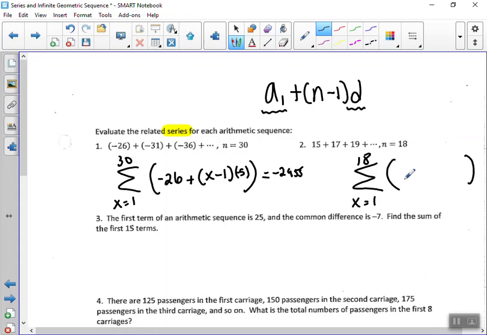All right, Harris, what's the a sub 1? 15. Yeah, a1, which is the first term. So you just put 15 here. Plus parentheses, n minus 1. Yep, I'm just going to use x because it has to match this. Okay. And what was the common difference? 2. Yeah, because 19 minus 17 is 2, 17 minus 15 is 2. And then we're going to plug this in our calculator.